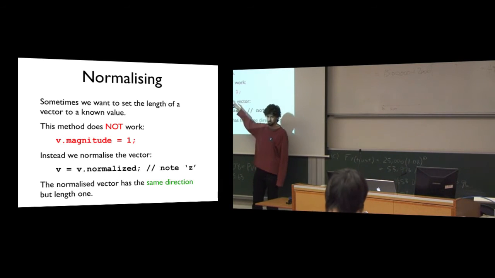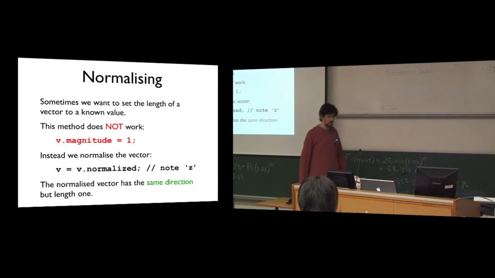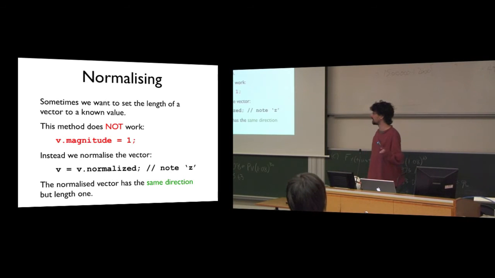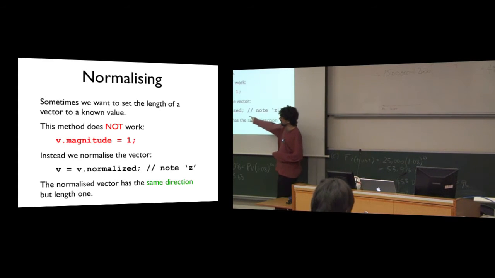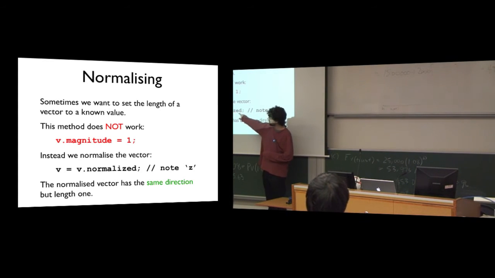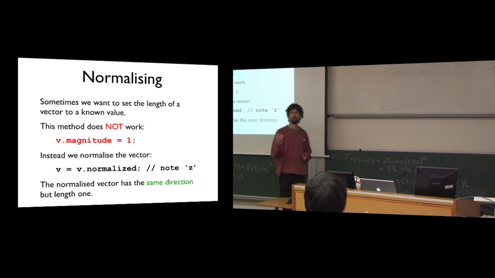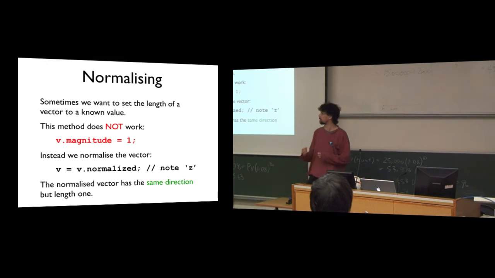What I've got to do is what I call normalising it. Normalising a vector means taking a vector and turning it into a vector of length 1 in the same direction. Every vector in Unity has a normalised property to it. This is a copy of the vector which points in the same direction but has length 1. So if I want to normalise the vector, I can set it to its own normalised value.